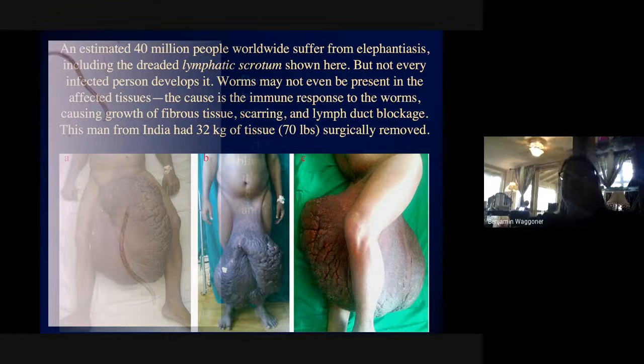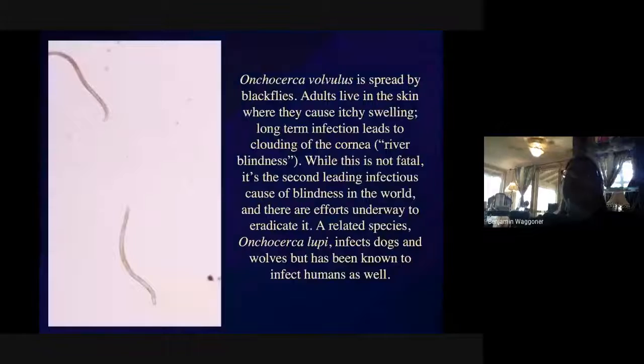The other big human species in here, I think there are 8 filaroid worms that infect humans, but the other best known one is Onchocerca volvulus. This is another tropical disease. It's one of what are called the neglected tropical diseases that have been targeted for elimination.